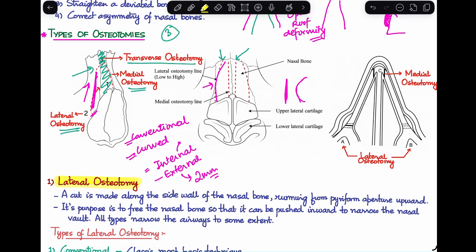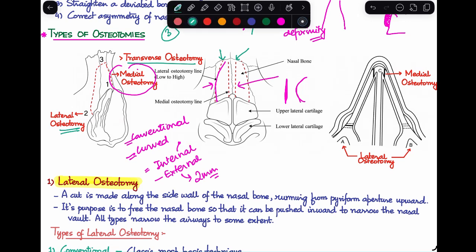Next, we are going to be talking about what is medial osteotomy. Now, as you can guess from the word itself, if you look at the image over here, medial osteotomy is when we are giving a cut along the midline of the nasal bone. So this cut that you're seeing is along the very midline of the nasal dorsum. And the purpose of the medial osteotomy is that we are trying to separate the two nasal bones away from each other so that we can move them independently.